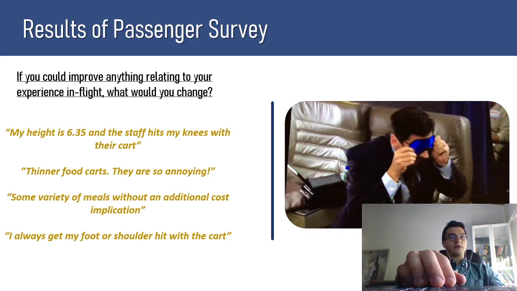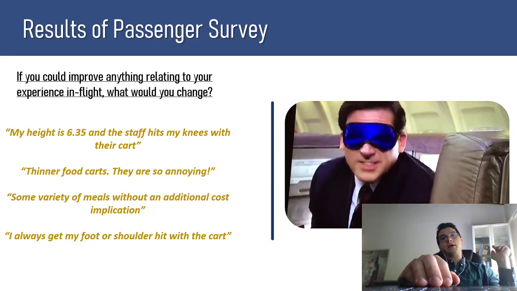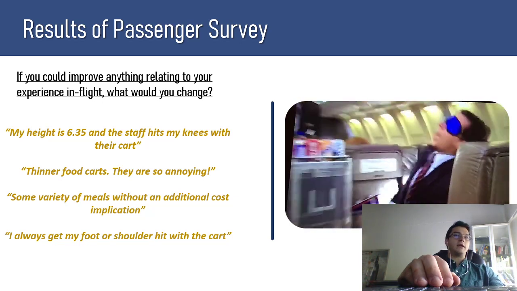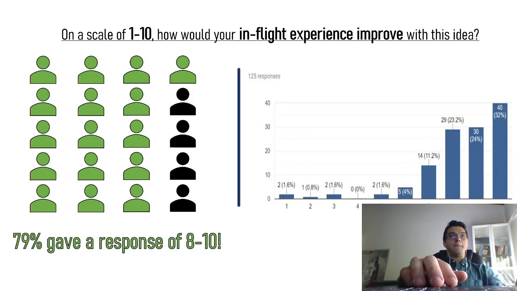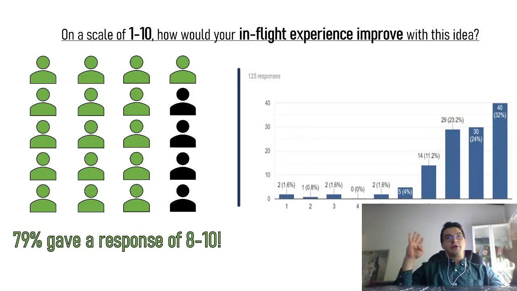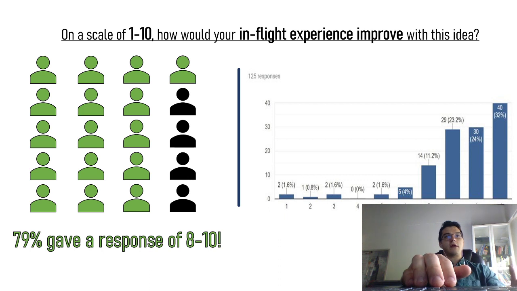People said that the carts were really bad. They needed thinner food carts, that they're annoying, that the meals are really bad, that they need to pay a lot more to get their meals, and that they always get hit by the carts, right? And here we just show this demo again, where people would get hit in the knees, just to reinforce the idea of how bad these carts were. Anyway, so we did the survey. On a scale of 1 to 10, we asked how your in-flight experience would improve with this idea. And almost 80% said that their experience would significantly improve, on an 8 to 10 scale, by having a better cart.